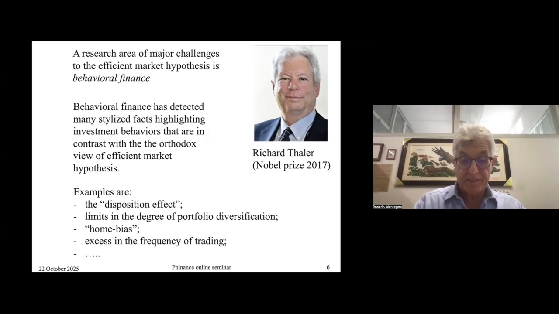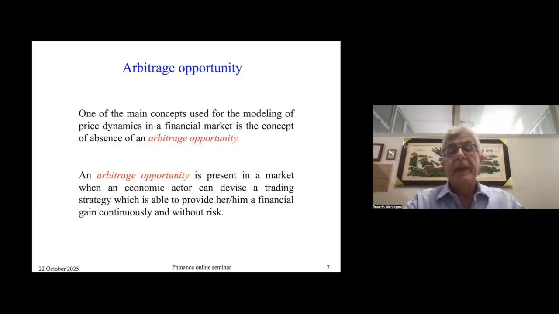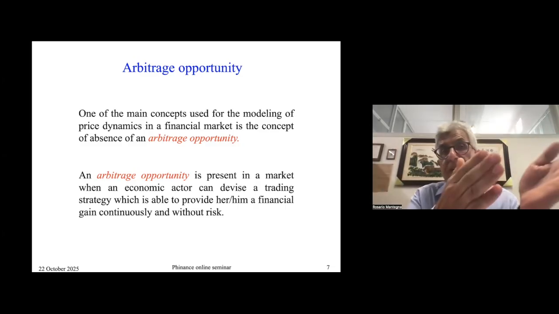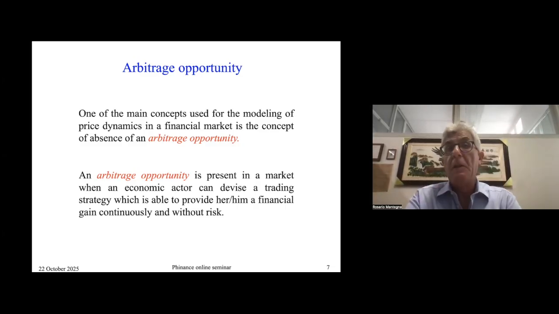So the efficient market hypothesis is certainly an idealization, but it works pretty well, especially in highly liquid markets. And this is essentially based on the idea that you might have what are called arbitrage opportunities. In markets, you have arbitrage opportunities, which means that if you devise a specific strategy, it could be successful in giving you a gain in a given period of time with some limited investment, in the sense that you can recover the entire investment plus some gain. And indeed there are a lot of market participants looking for arbitrage opportunities.